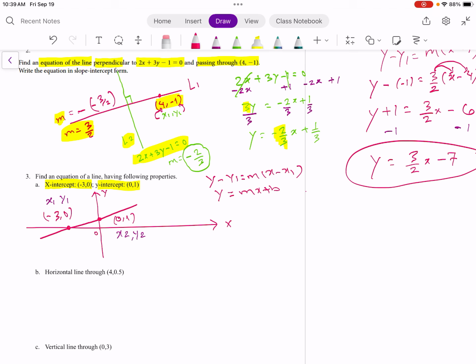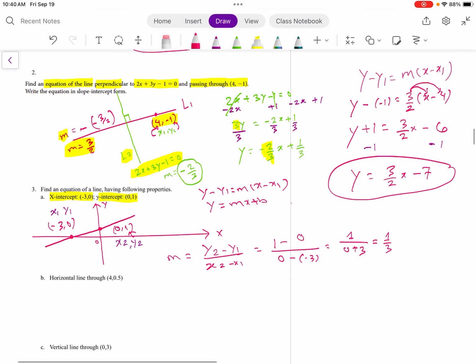Now what is the formula to find slope? Our slope m is the difference of the y coordinates, y2 minus y1, divided by x2 minus x1. What is y2? 1 minus y1, which is 0, divided by x2, which is 0, minus x1, which is minus 3. So 1 minus 0 is 1, and 0 plus 3 is 3. So 1 over 3 is the slope of this line.